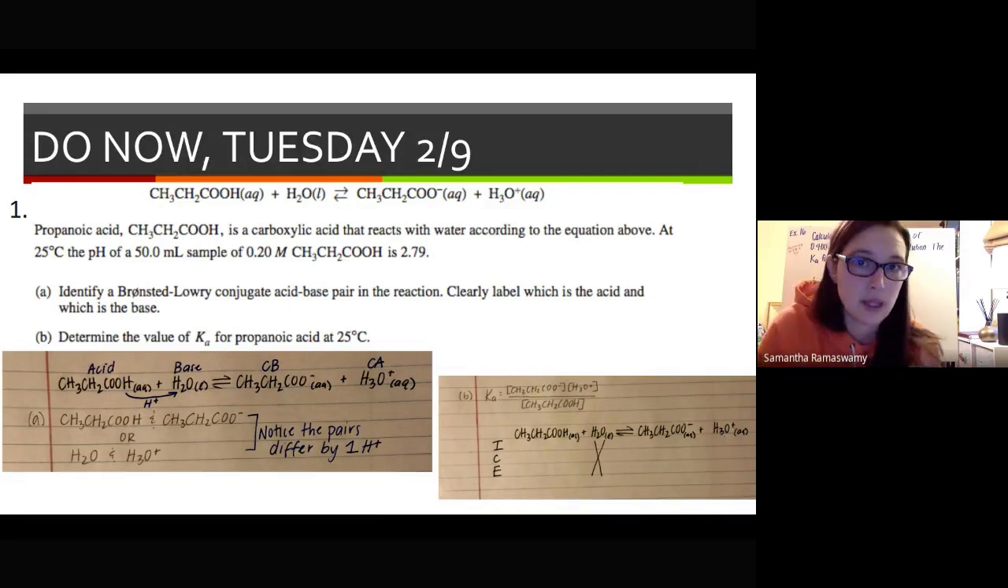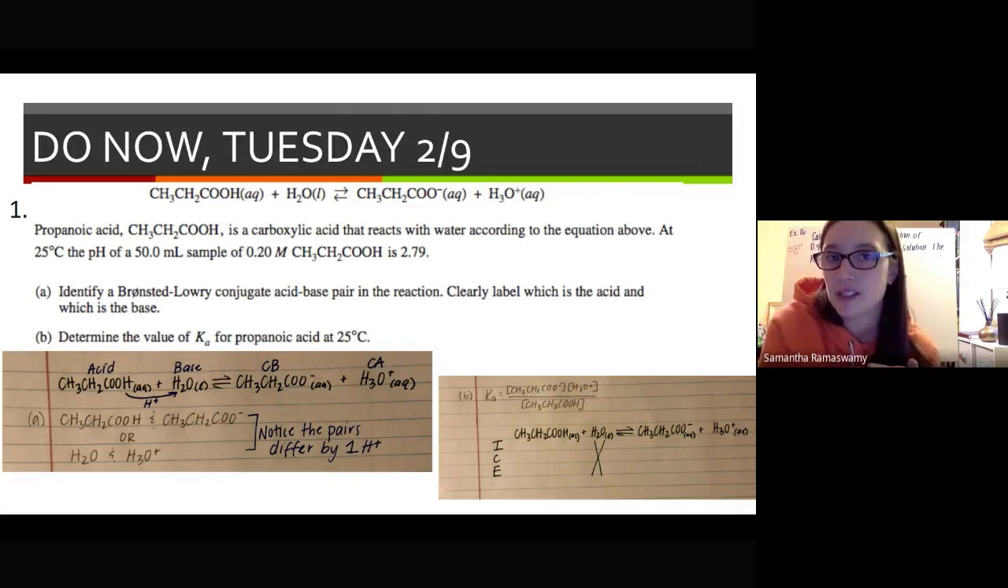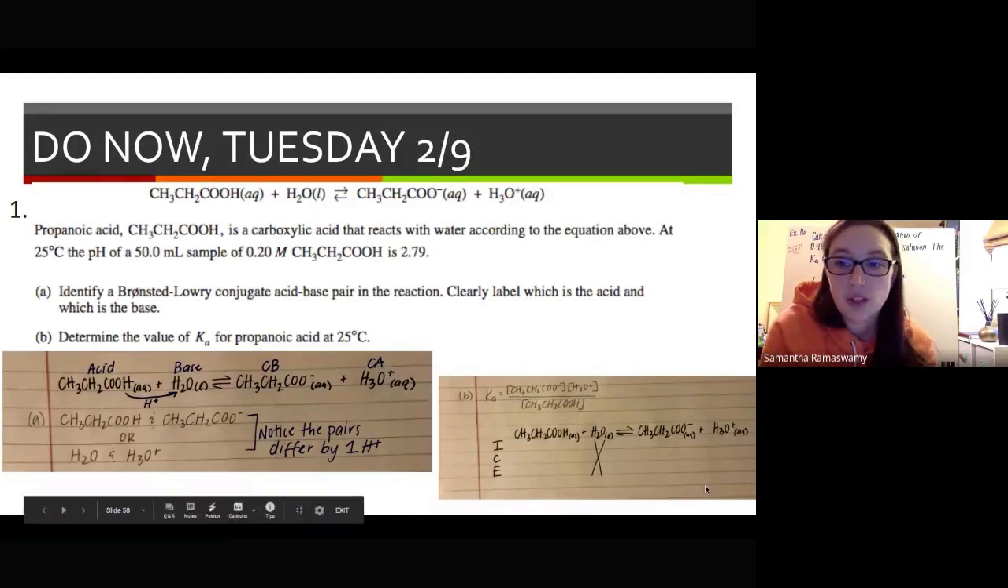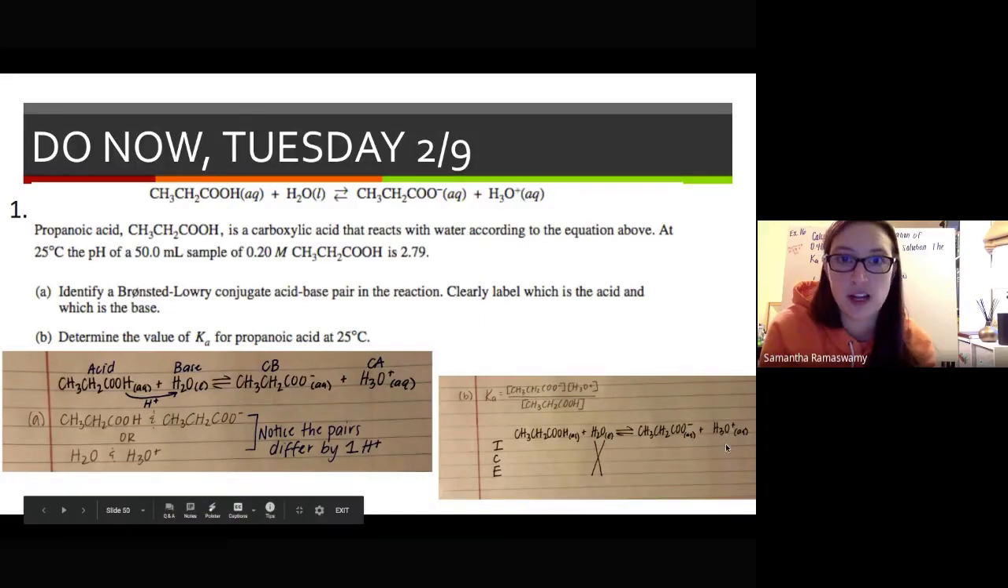But then they give us the pH. Remember yesterday we talked about how the pH gives us the H plus concentration at equilibrium. So you can figure out the H plus concentration. Remember, this equation is not on the equation sheet, but the concentration of H plus equals 10 to the negative pH. That's how you can find the H plus concentration. So if you use this pH of 2.79, you can figure out the H plus concentration at equilibrium. Well, now you have an initial and an equilibrium amount. You can fill in the rest of the ice table.